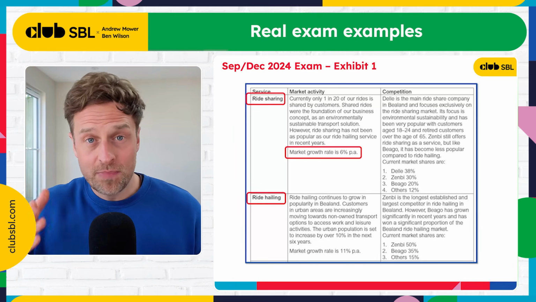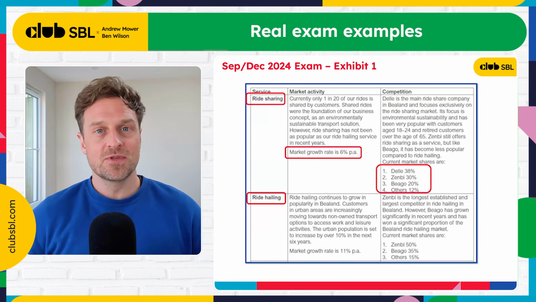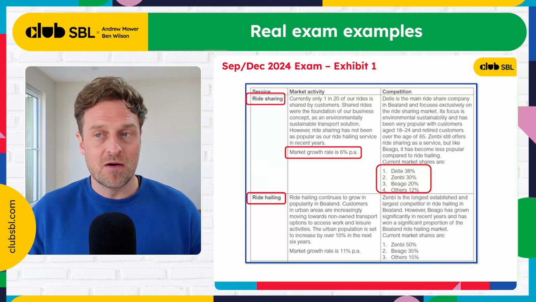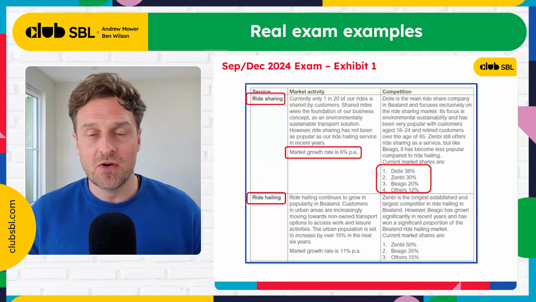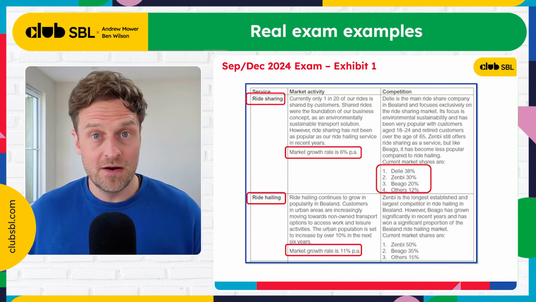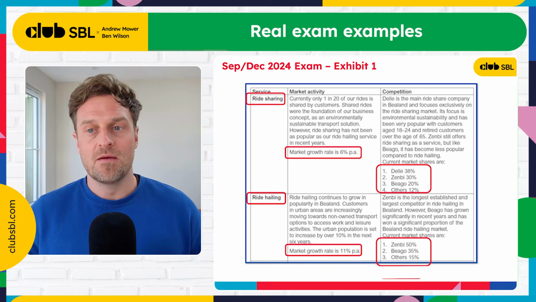And then it tells us about competition just to the right of that. You'll see we've got Bego, third on that list. So we've got Delhi and Zembi, our big competitors, and then Bego at 20%. So we've got some market shares. And then same for ride hailing. We've got market growth, a bit higher, 11%, and then we've got a market share.